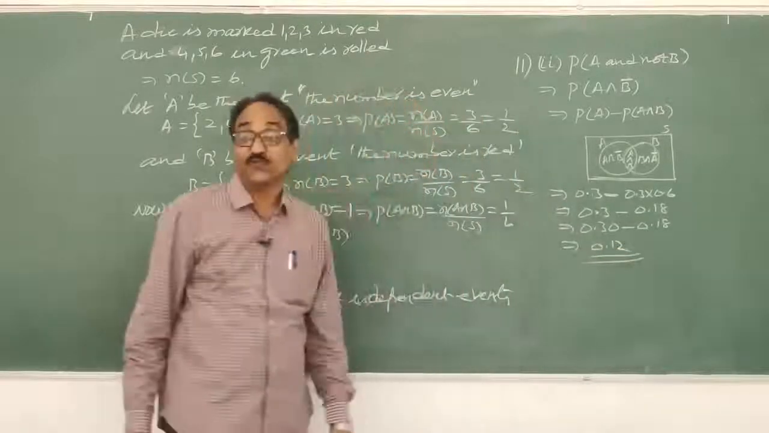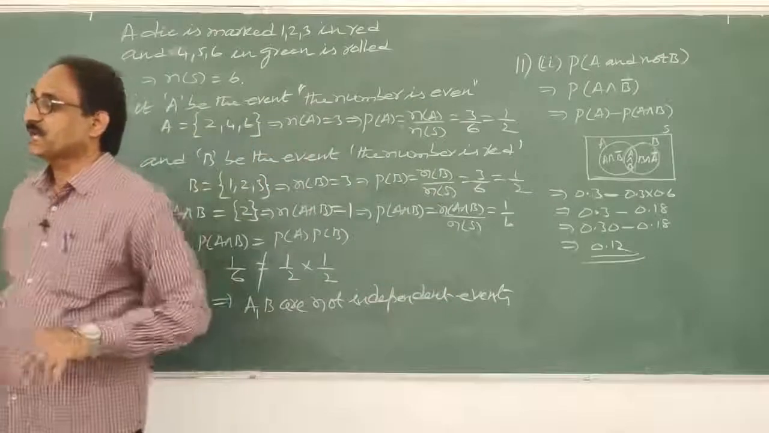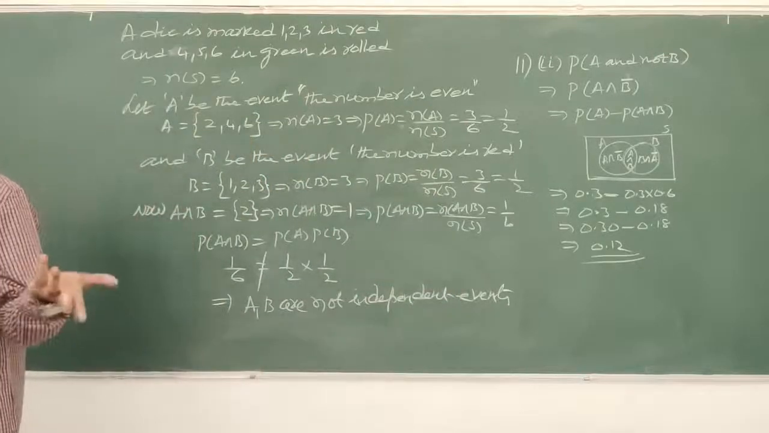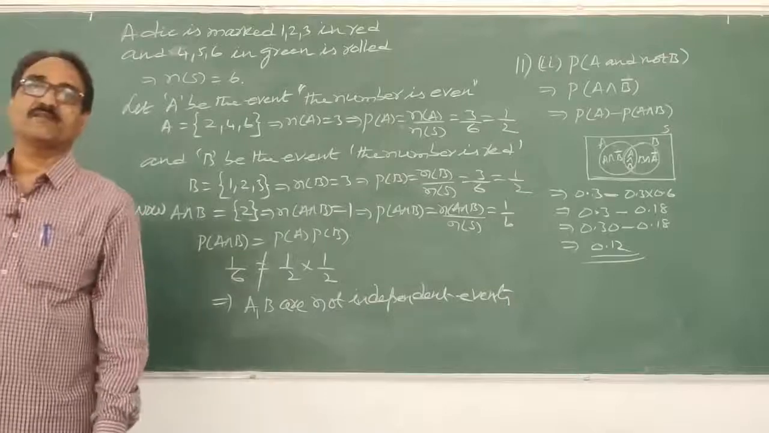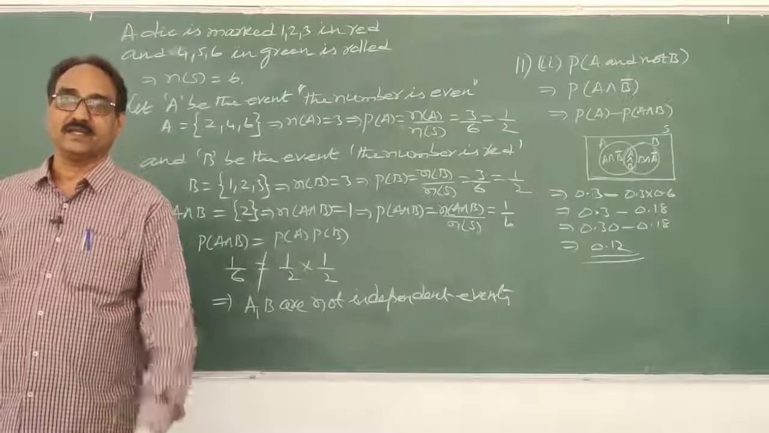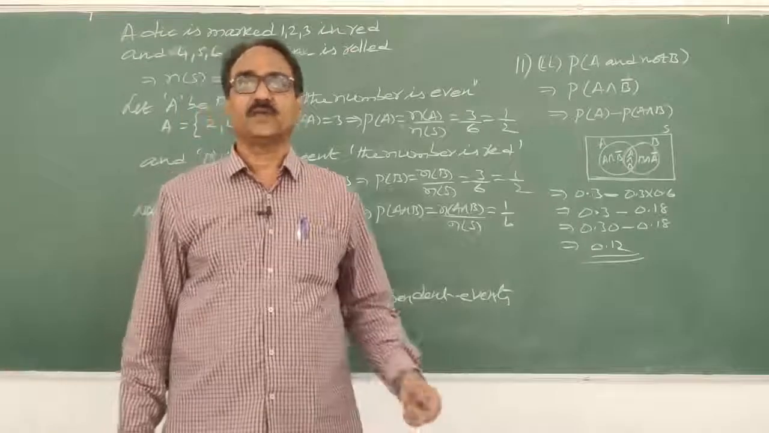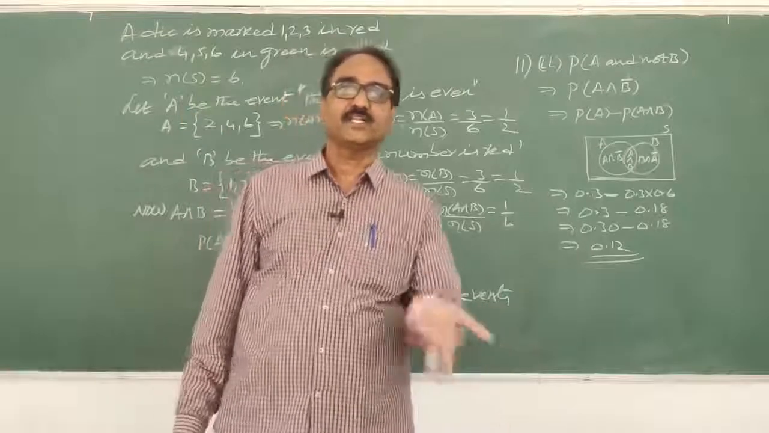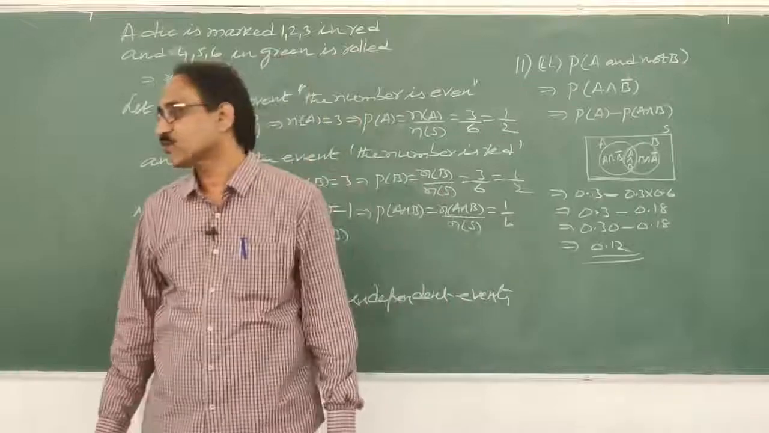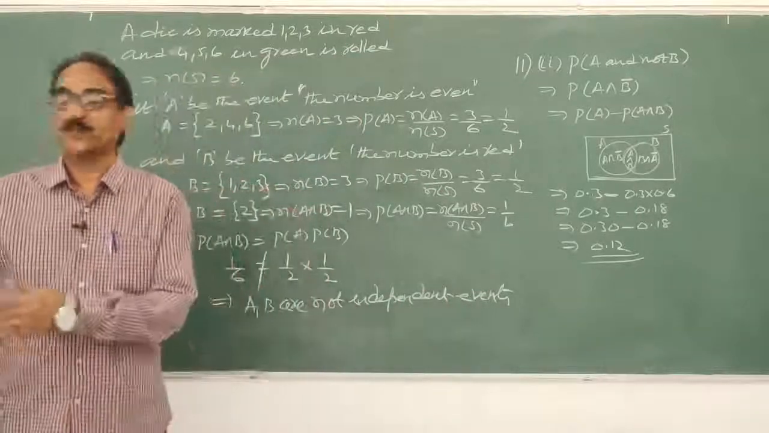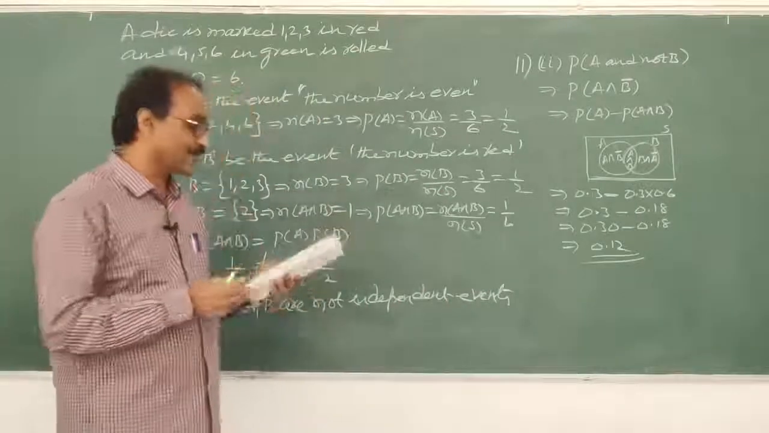My dear students, if you have doubt, this is the problem. The remaining one, P of A or B, you will do it. P of A or B means what? Either A or B, A union B. You know the formula: P of A plus P of B minus P of A intersection B. You know very well, you will do it. Next one is what is given now, the fourth bit. I will explain this also.